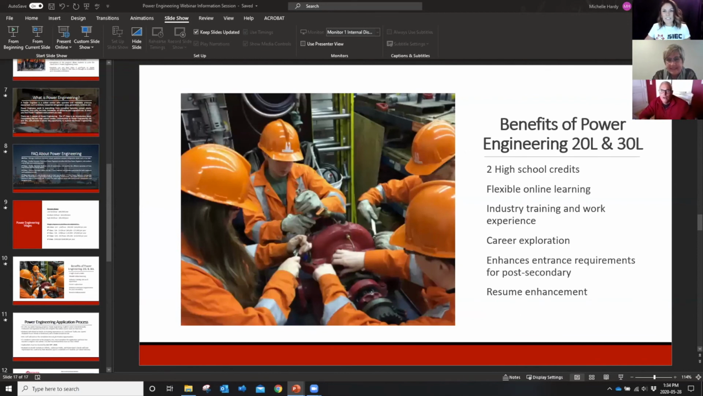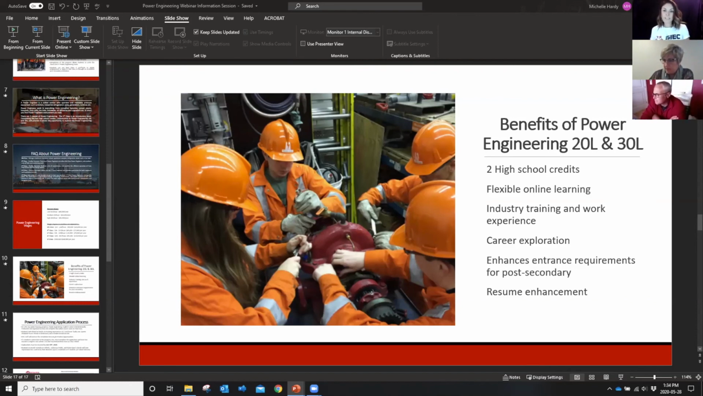A little bit of a summary. So why should students take power engineering? They can earn 2 high school credits, with flexible online learning. So maybe their schedules aren't conducive to getting all of their classes in during the school day. This way they have that online learning opportunity.